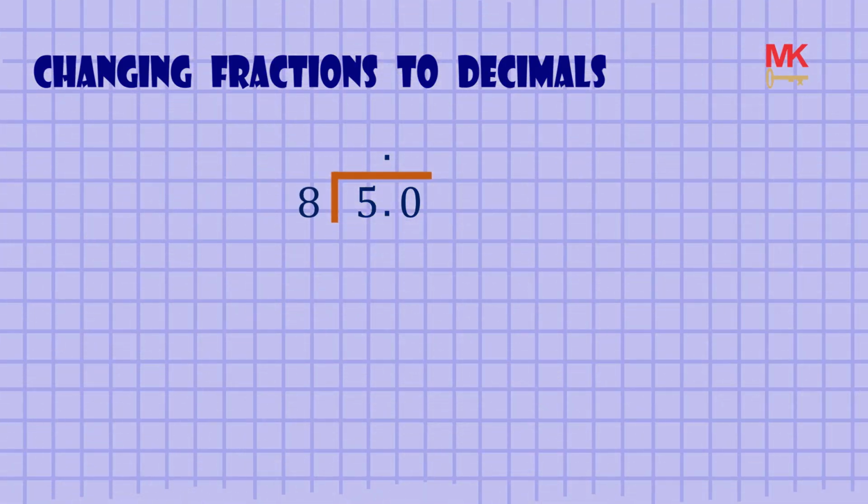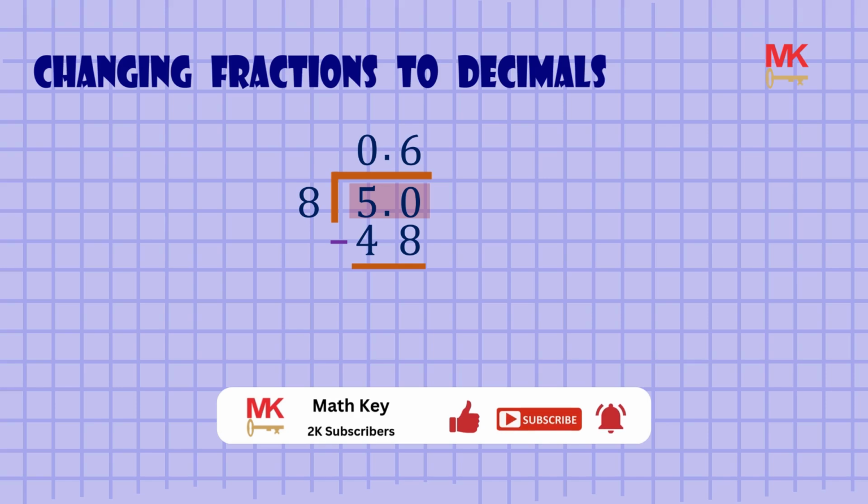8 does not go into 5, so we add a 0 directly above the 5. We add the next 0 to make the dividend 50. 8 goes into 50 6 times, and our 6 goes directly above that 0 that was added. Now 6 times 8 is 48. We subtract the 48 from 50 to get 2.